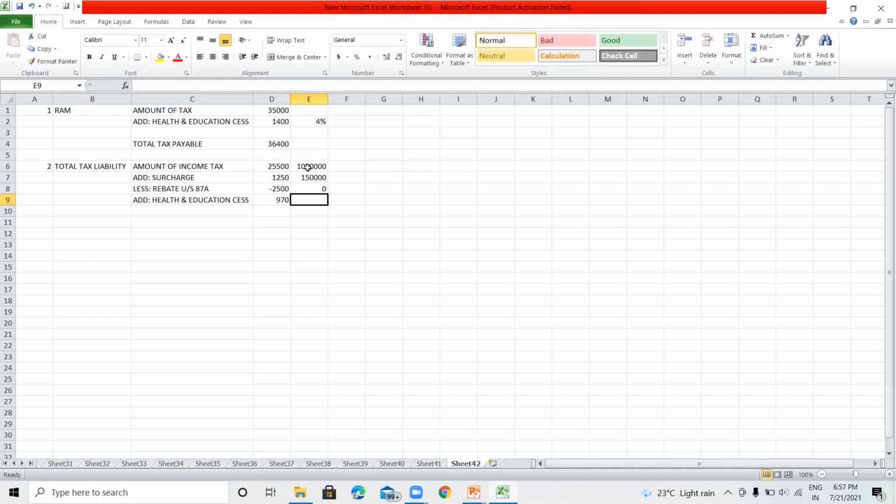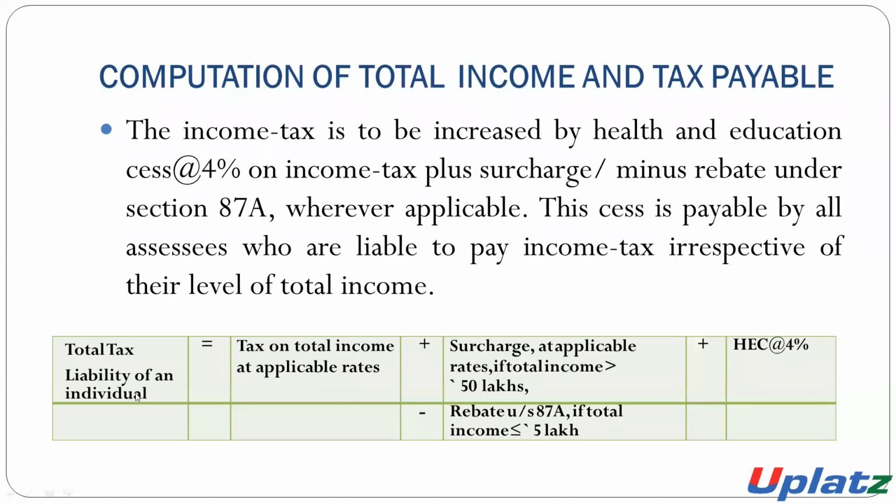So the health and education cess will be this into 4%. So the total or net tax payable will be 12,48,000 rupees. 12,48,000 means the total tax liability of the individual.